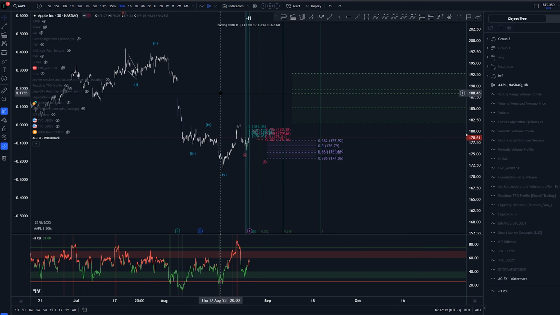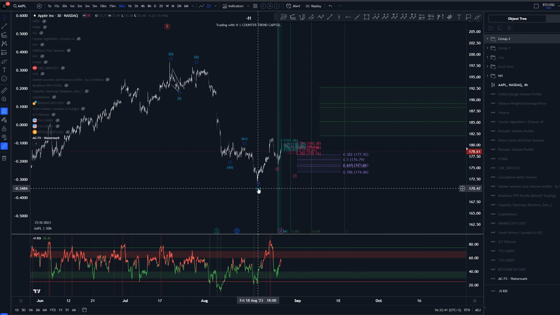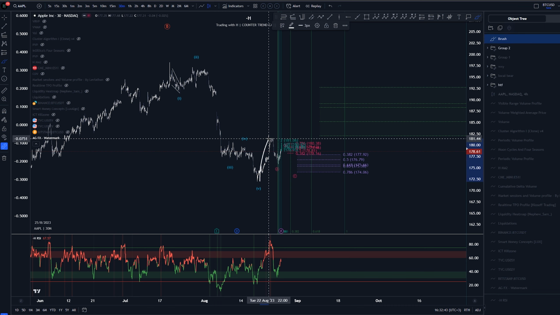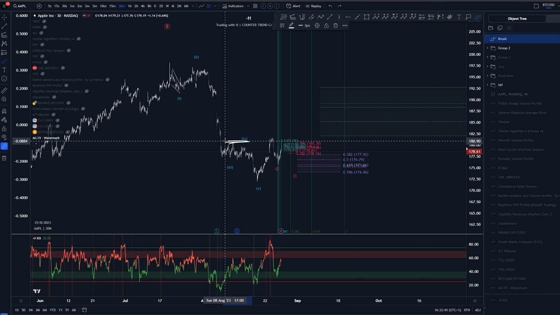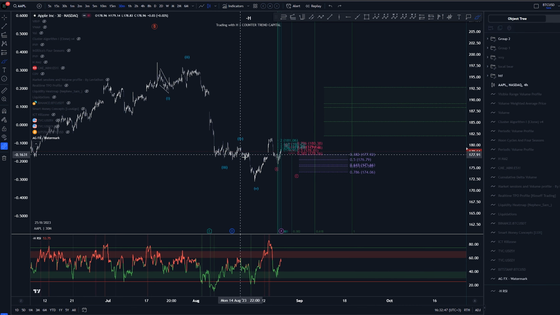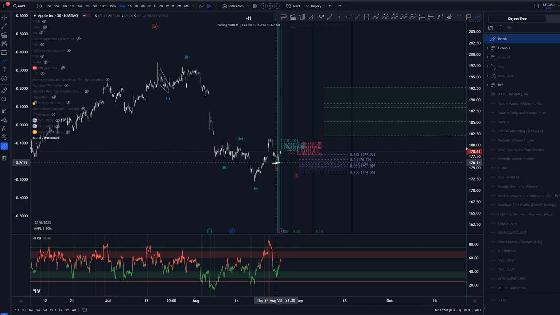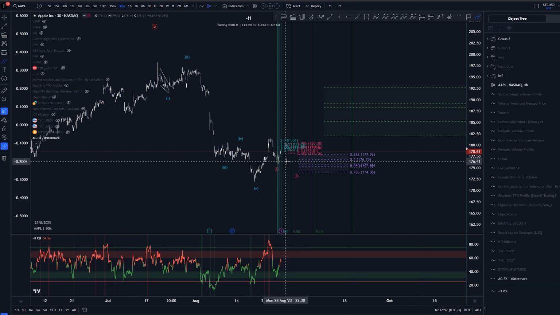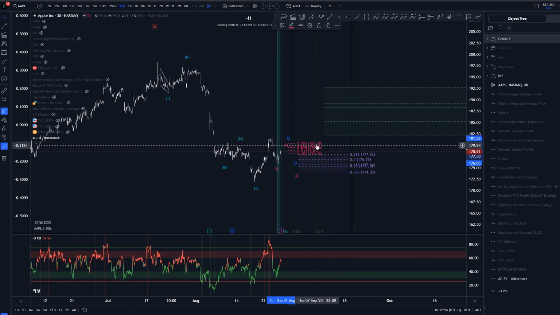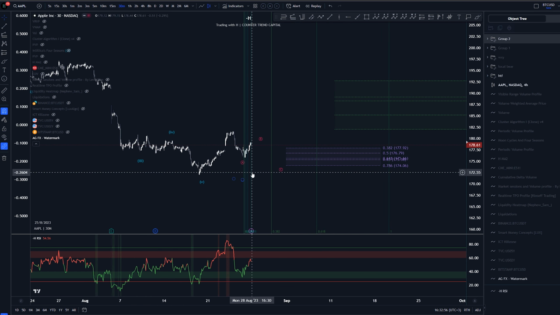Now, how could we play both sides? We'd be looking for some kind of structure like this. We had a move to the upside, taking out previous consolidation area here, and then we got a retracement down, and then we again started to move upwards. Let me clear this a bit. Get rid of these here.